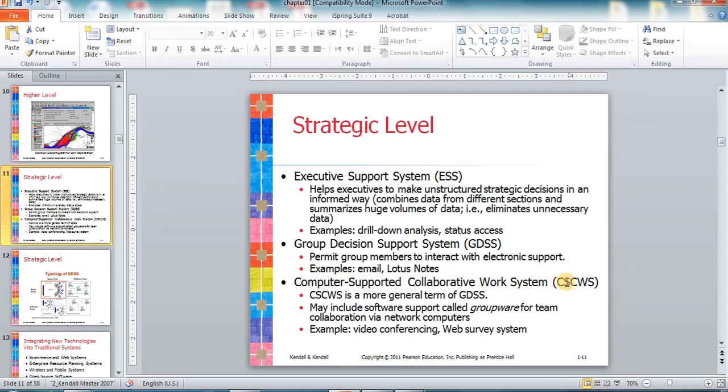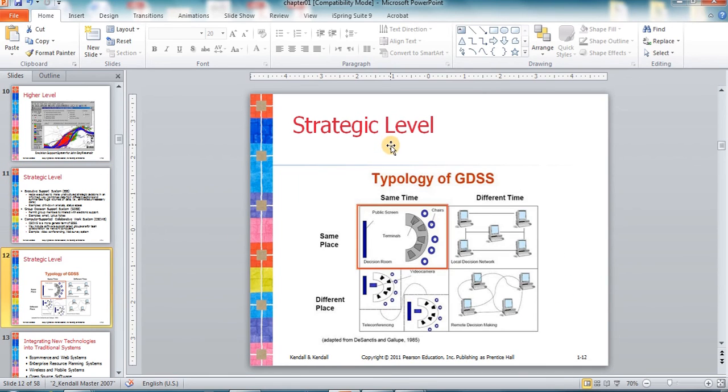the GDSS and the CSCWS, can be categorized into four main types. Either they enable managers to communicate with each other at the same place at the same time, so they should all be together in the same place at the same time, or they could enable the management of the company to be at the same place but at different times, so they can communicate with each other using emails, using feedback, using files, and so on.